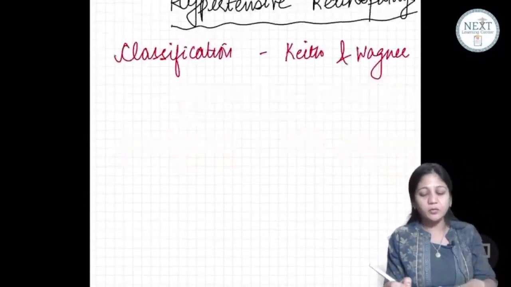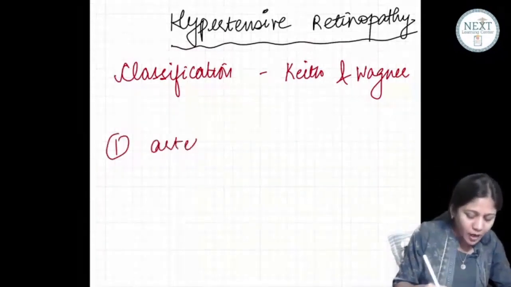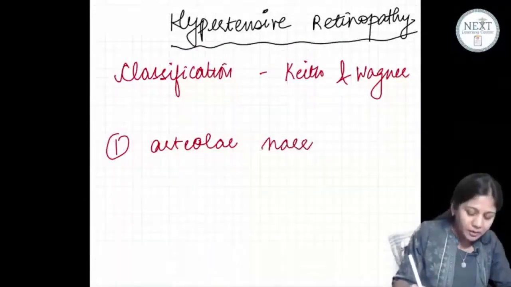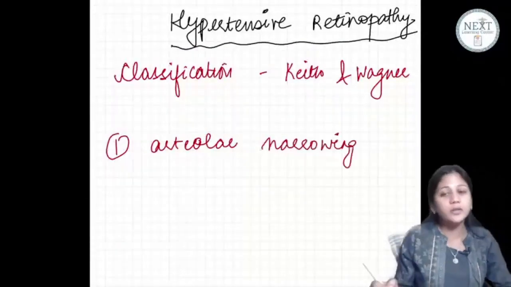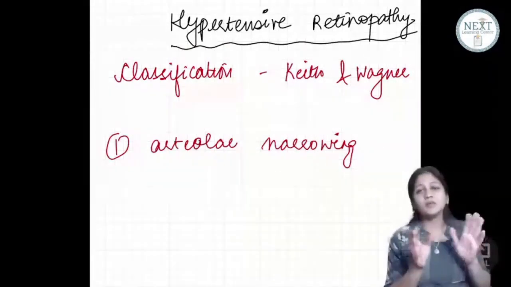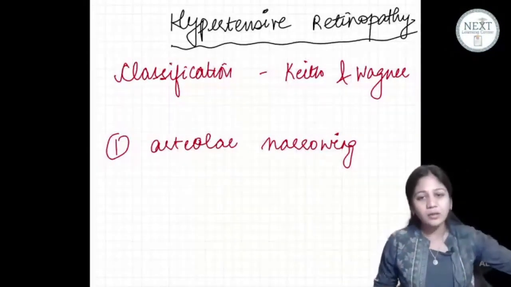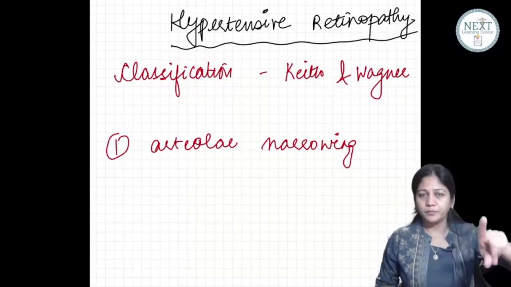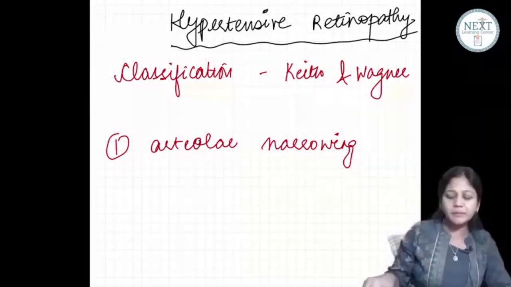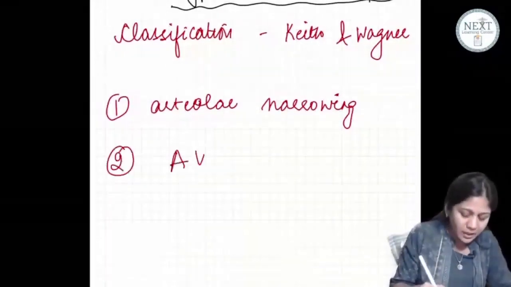Now there are four stages of hypertensive retinopathy. The first stage is arteriolar narrowing. That means your arteries are narrowed down. देखो क्या होता है, main problem in hypertension is the problem of vasospasm. ये जो आर्टरीज होती हैं ये बड़ी पतली हो जाती हैं, एकदम नैरो हो जाती हैं. So arteriolar narrowing is the first stage of hypertensive retinopathy. Next thing is AV crossing change.